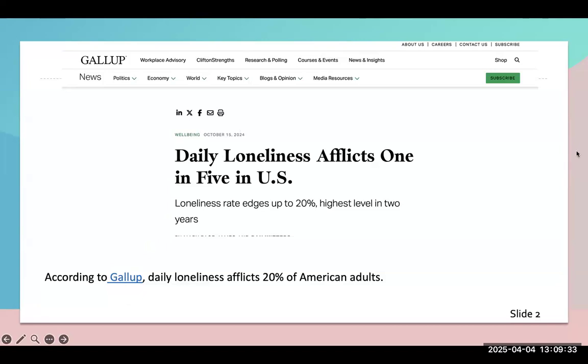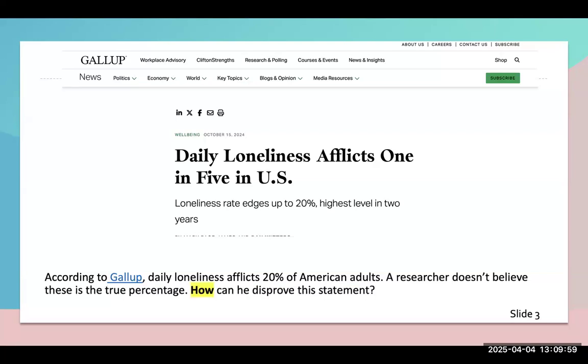And so this article says, daily loneliness afflicts 1 in 5 in the US. So 1 in 5 is 0.2 or 20%. So the population of interest here is people in the US. Gallup says that daily loneliness afflicts 20% of Americans.